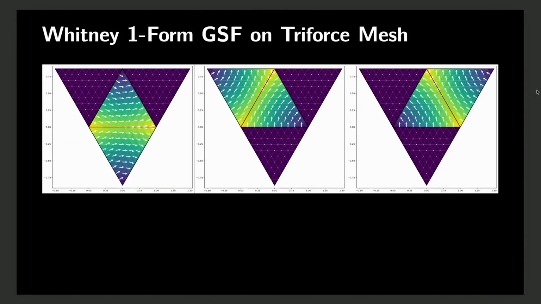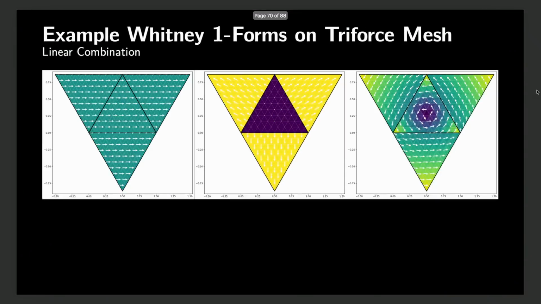We can then look at the global shape functions. Edges are adjacent to 2 triangles, so the support of the basis function is over 2. And then by doing linear combinations of these global shape functions, we can get whole fields, so actual Whitney forms, divergent fields or rotational fields.